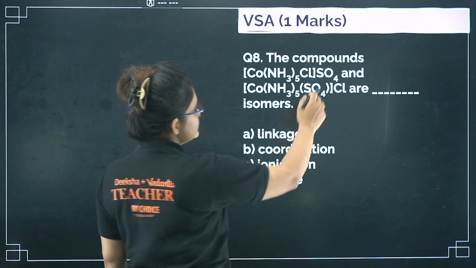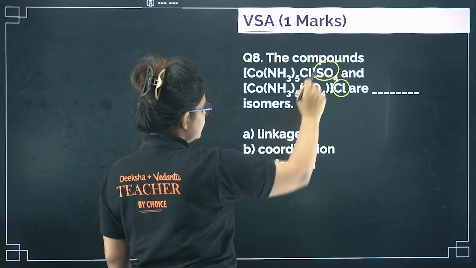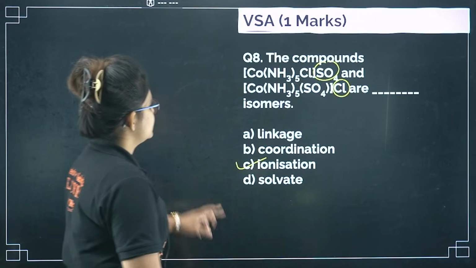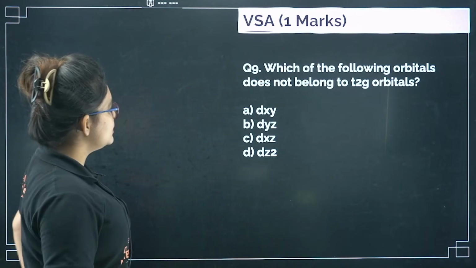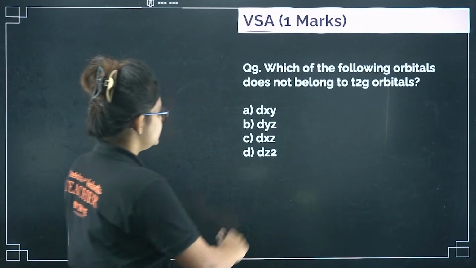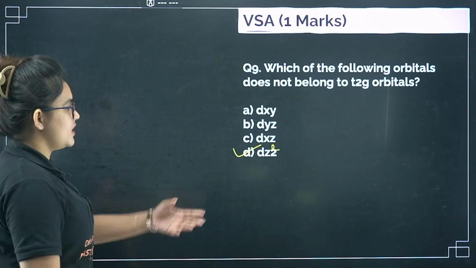Okay. So, here you can see the ions. Okay. So, ions are different. Okay. So, ionization isomers. Let us proceed. Which of the following orbitals does not belong to t2g? So, this is dz square. Okay. So, dz square does not belong to t2g, it is a part of eg.